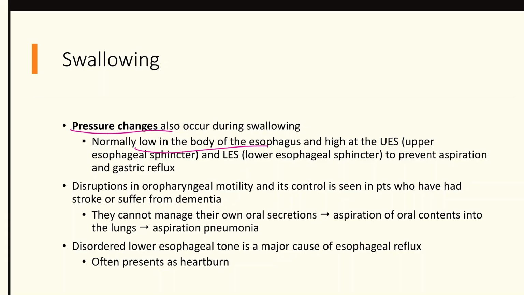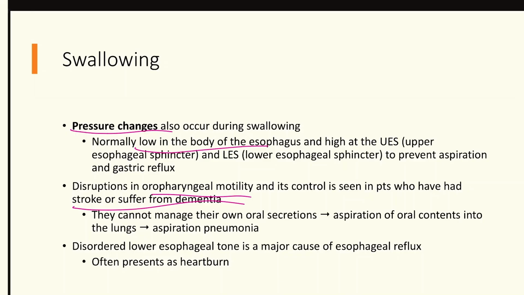Any disruptions in motility can be seen in patients who've had strokes or suffer from dementia. So they have problems with their own oral saliva. They can't swallow it appropriately. It goes down into the lungs, and it can cause aspiration pneumonia and a bunch of problems.